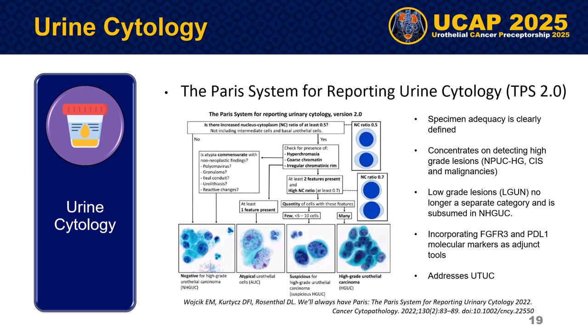Take note, urine cytology is mainly for the detection of high-grade lesions. A report of negative for high-grade urothelial carcinoma does not mean that there is no tumor there. A low-grade papillary lesion may still exist and requires further tests to confirm.